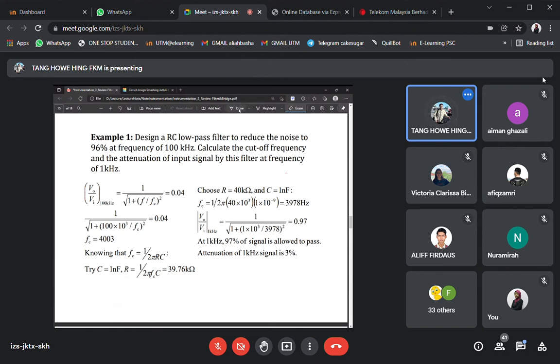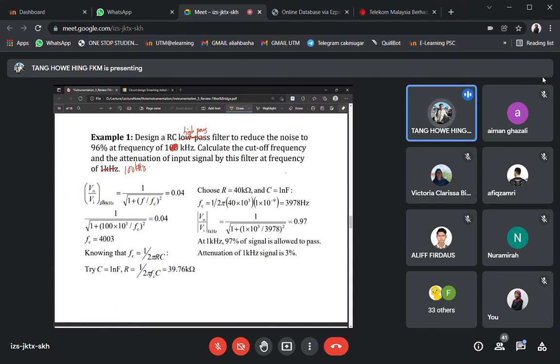Okay, so now instead of designing a low pass filter, I want a high pass filter. So I just changed the question to reduce the noise to 96% at a frequency of, instead of 100 kilohertz, now 1 kilohertz. So I want to reduce the 1 kilohertz noise to 96%. And then we need to calculate the cutoff frequency and the attenuation of the input signal by this filter at a frequency of, instead of 1 kilohertz, now 100 kilohertz. So the design procedure is actually the same, right?